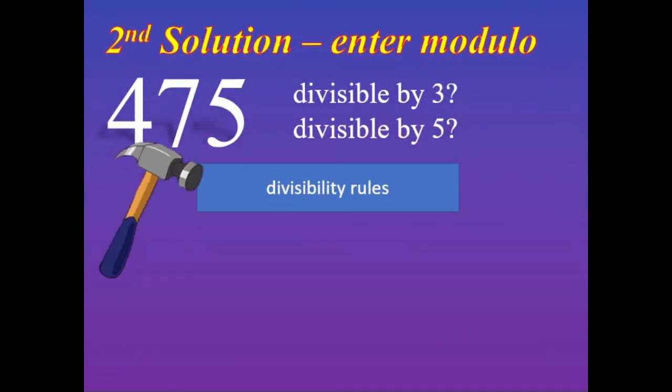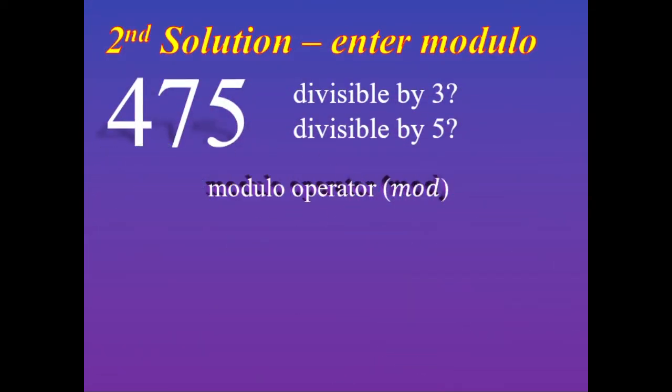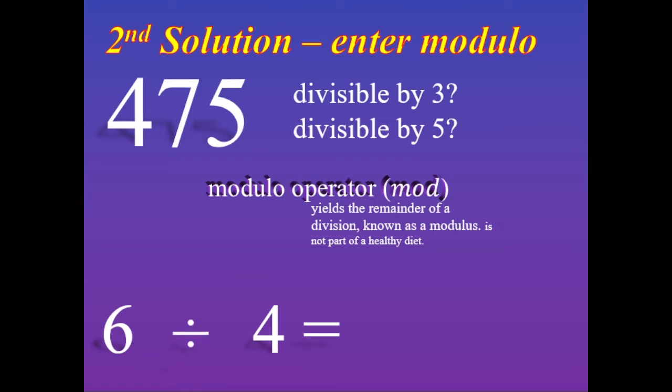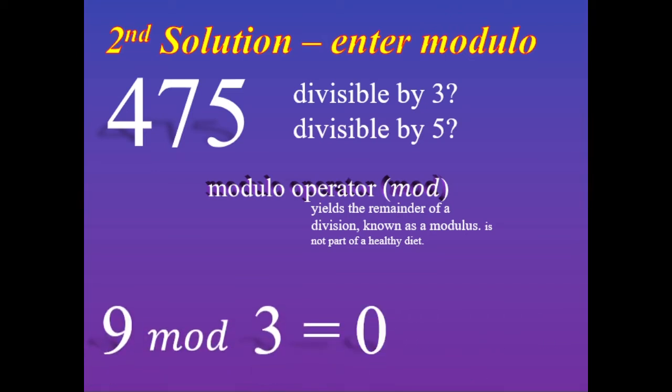Simple, we don't use divisibility rules. We instead use the modulo operator. It yields a remainder of a division known as a modulus. Let's say 6 divided by 4. We know the answer is 1.5, or 1 with a remainder of 2. 6 mod 4 should then be the remainder, which is 2. Here's another one. 9 mod 3 is 0 because 3 is a factor of 9. If a mod b equals 0, then a is a multiple of b.